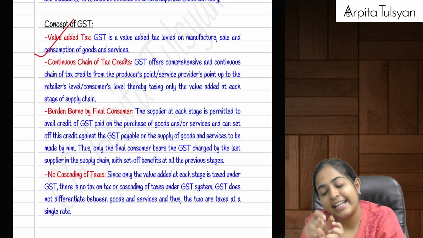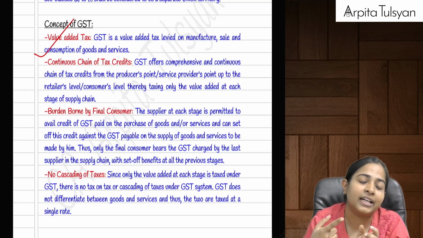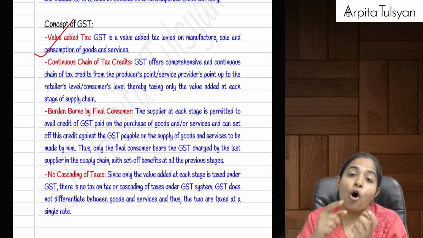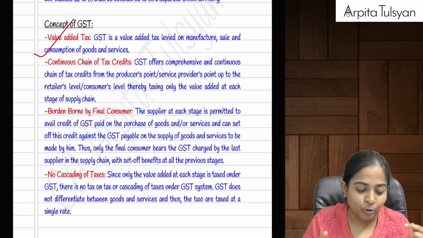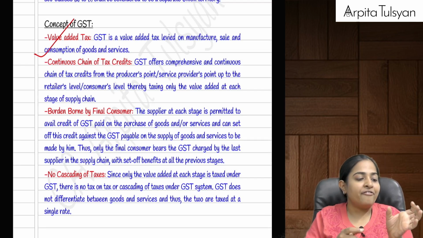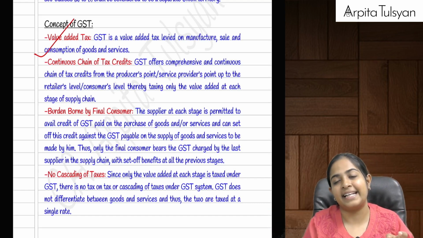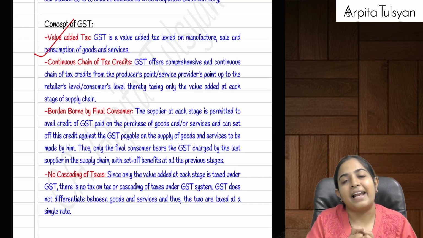Similarly, when the retailer is doing some value addition, a profit element is getting added, and when he is selling to the ultimate consumer, he is also adding some profit. On that profit there will be some taxes. So basically what are they trying to do? They are trying to say that we will not tax the entire selling price again, whereas we will levy GST only on the value addition.